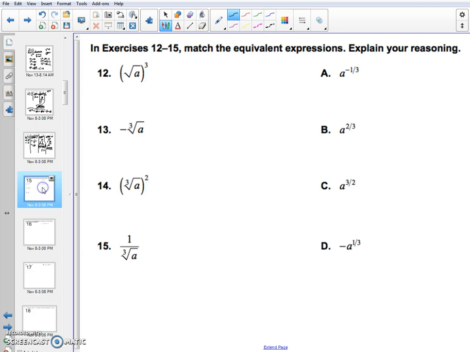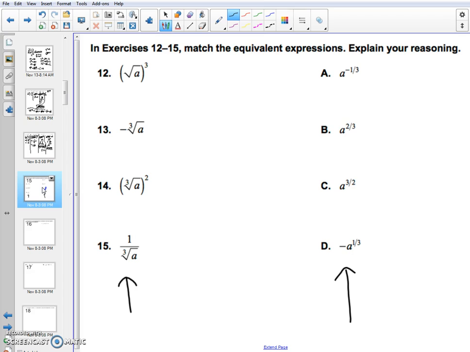Okay, so next one here, 12 through 15. So this is a matching. So you're trying to figure out which one goes with which. So the rational exponents are on the right here, and kind of written out in radical form is on the left. So why don't you go ahead and pause, see if you can match these, and then come back and check on the answers.